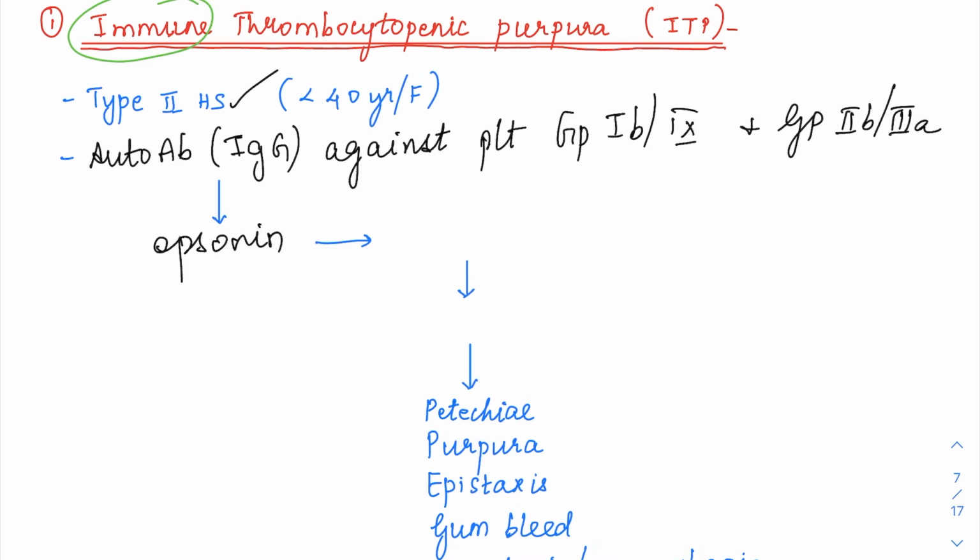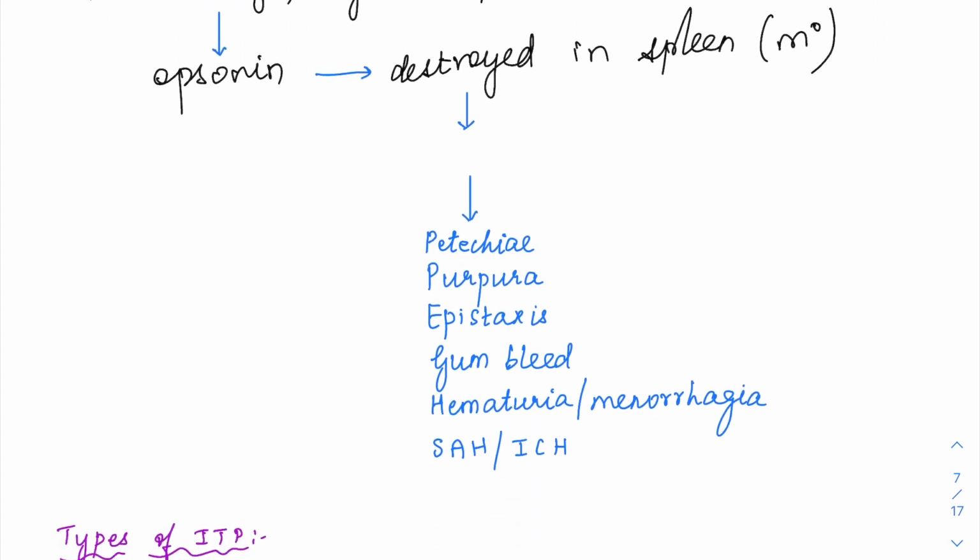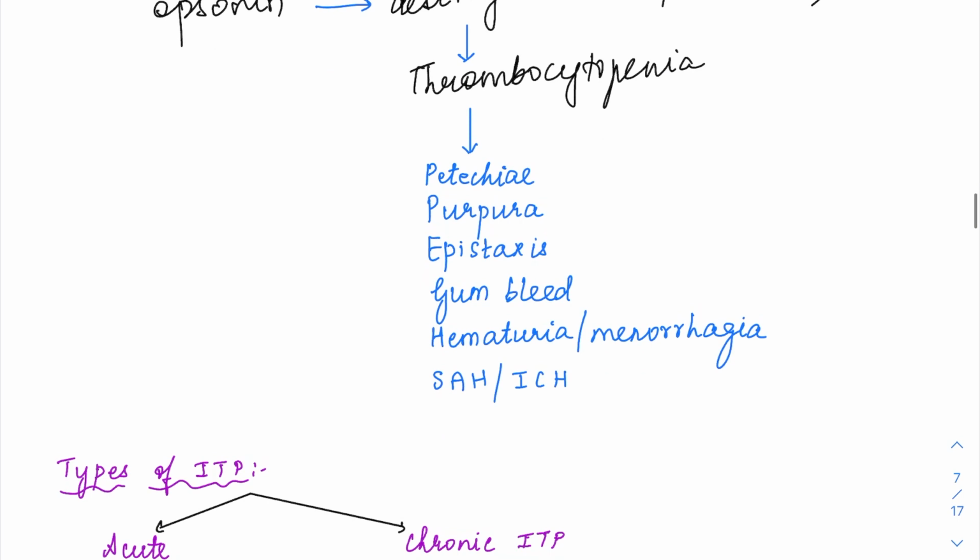Once these are coated, the platelets will be easily recognized by the macrophages in the spleen, and they are going to be destroyed by the splenic macrophages. So opsonization-related macrophage destruction occurs in the spleen. When platelets are destroyed in the spleen, it results in thrombocytopenia, and thrombocytopenia results in the bleeding disorder.